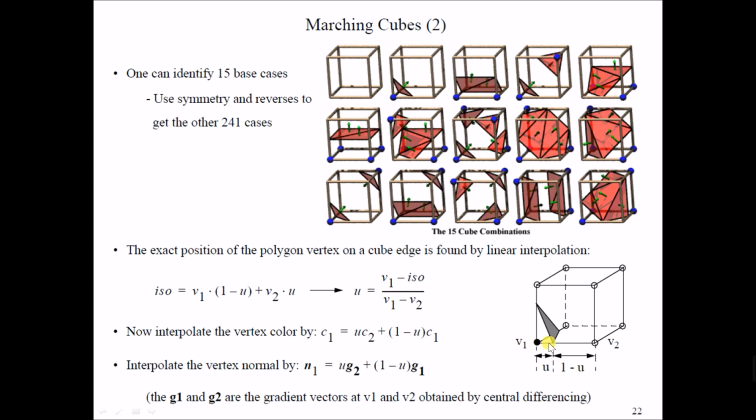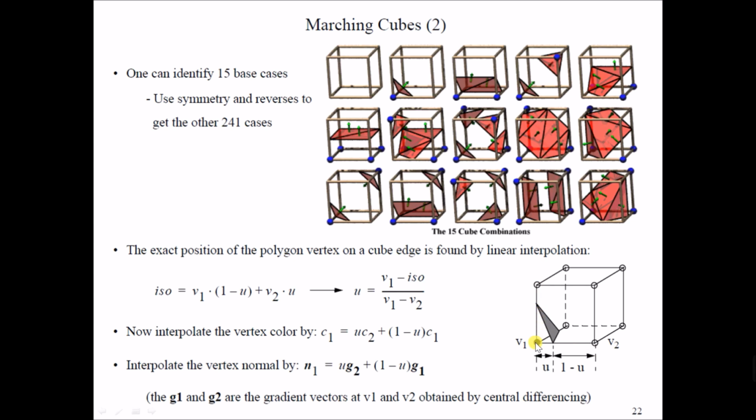We can then use this u to figure out what the color of that vertex should be, using this color and this color that we maybe pre-shaded, or the normal even, if we establish normals by central differencing. All of these things can be found once we have this particular value u, which is determined by the isosurface. Okay, and then basically by magic, they are connected, right?